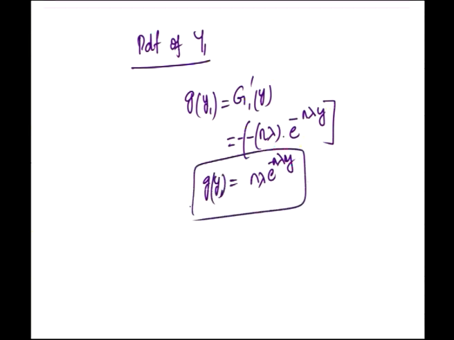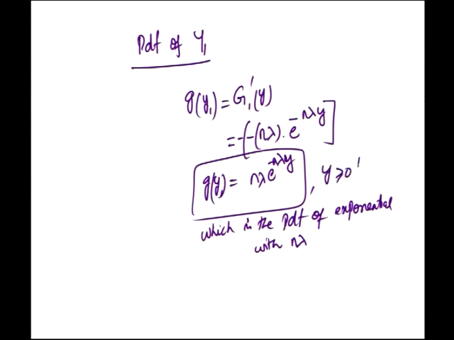which is actually the PDF of an exponential distribution with parameter n lambda. In the place of lambda, we are having n lambda, for y greater than or equal to 0, n greater than 0 and lambda greater than 0. Okay. Hence, we have proved if xi is taken as exponential distribution with parameter lambda, then y1, the minimum of all such xi's, will also have an exponential distribution with parameter n lambda.